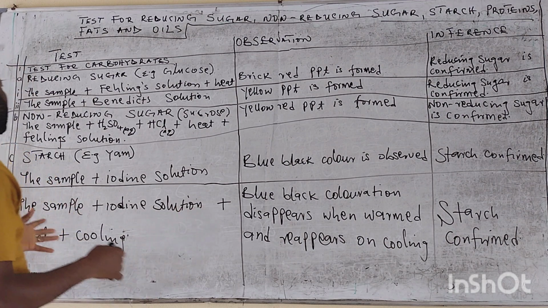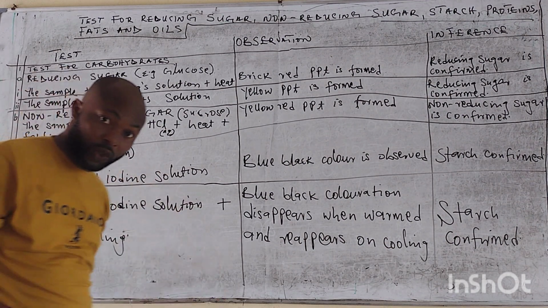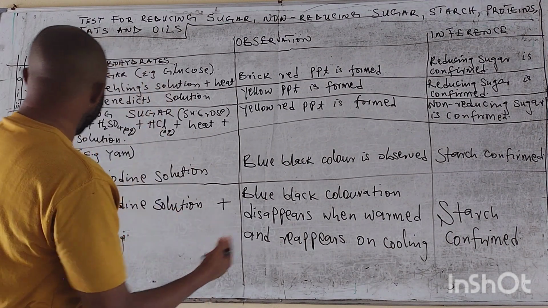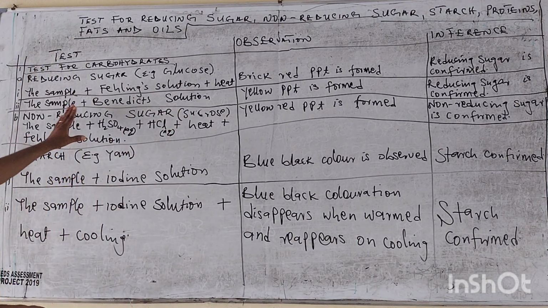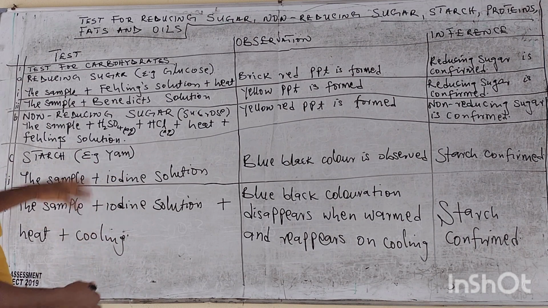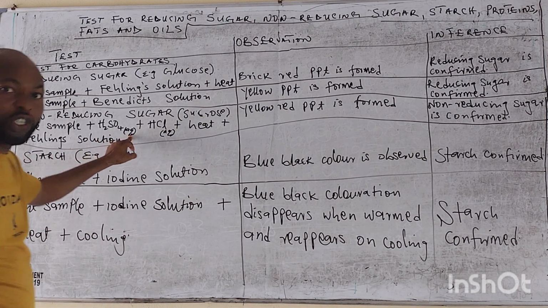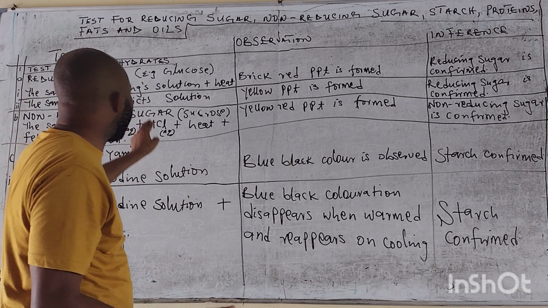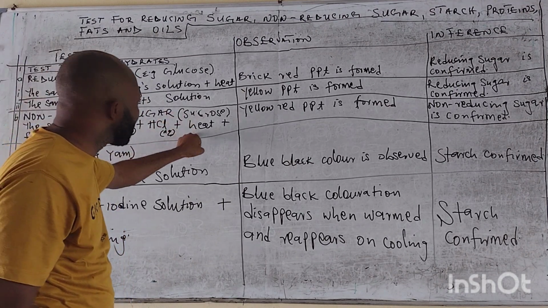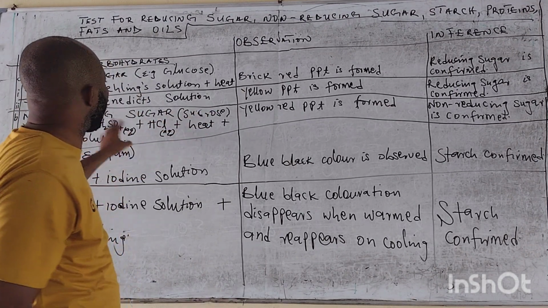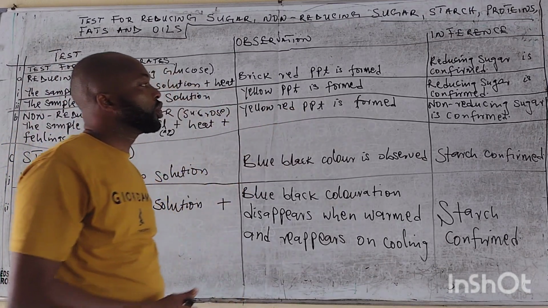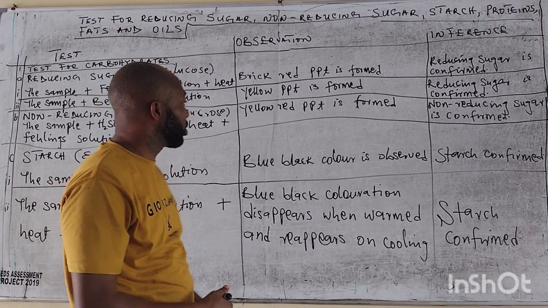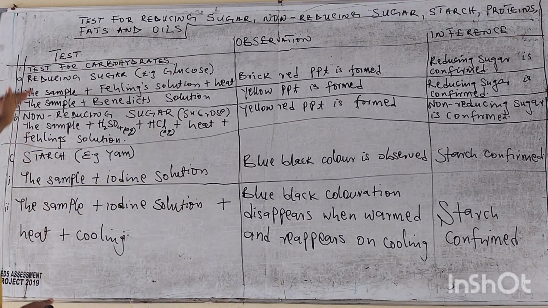B, the non-reducing sugars. We remember we said we're dealing with carbohydrates, the reducing sugars and the non-reducing sugars. For the non-reducing sugars, we have for example sucrose. Now the sample, which could be sucrose, plus dilute H2SO4, plus dilute HCl, plus heat, plus Fehling solution. When you do this process, a yellow precipitate is formed. Non-reducing sugar is confirmed. Take note of that. Then we're done with reducing and non-reducing sugars.